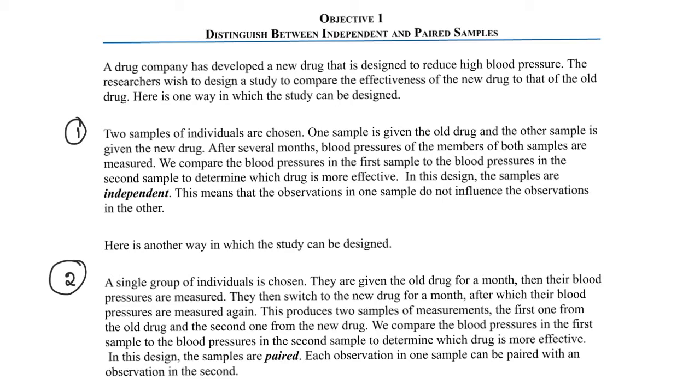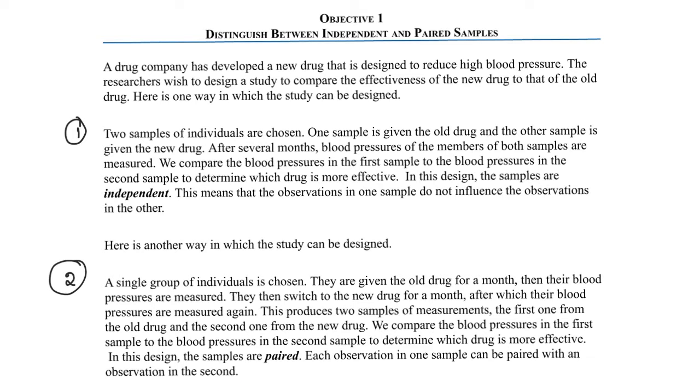Another way of designing the study is that a single group of individuals is chosen. They are given the old drug for a month, then their blood pressures are measured. Then they switch to the new drug for a month, after which their blood pressure is measured again. This produces two samples of measurements, the first from the old drug and the second from the new drug. We compare the blood pressure from the first sample to the blood pressure from the second sample to determine which drug is more effective. In this design, the samples are paired. Each observation in one sample can be paired with an observation in the second.